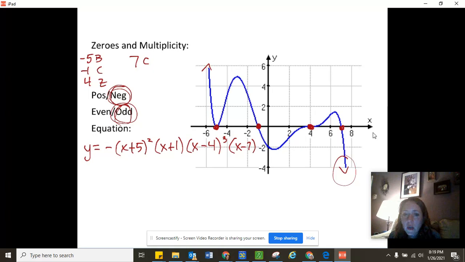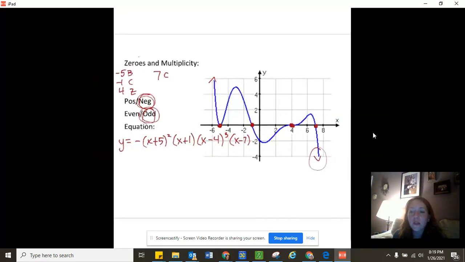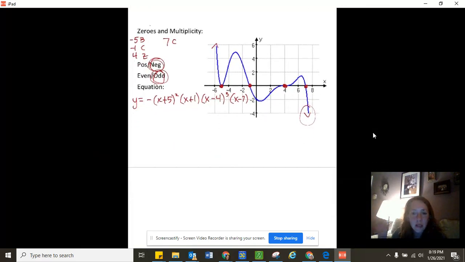If you want to check yourself, if you add your exponents, 2 plus 1 plus 3 plus 1 would give me 7. So I do, in fact, have an odd polynomial. So anyway, that's the only new stuff we're doing right now, this second half of the week.